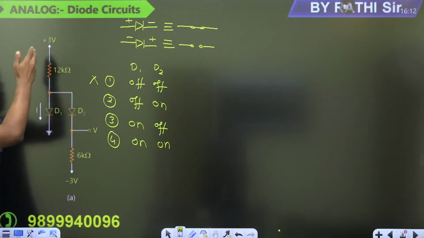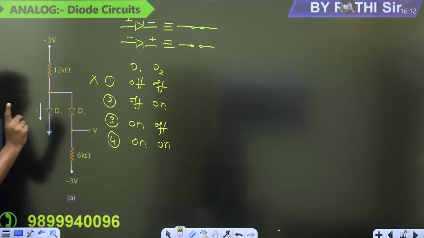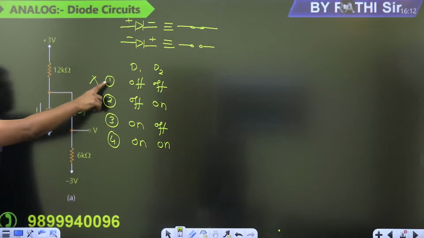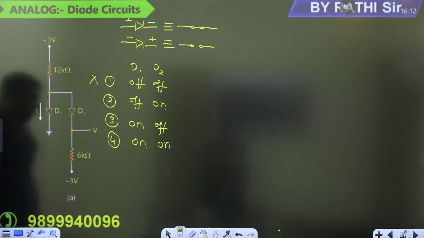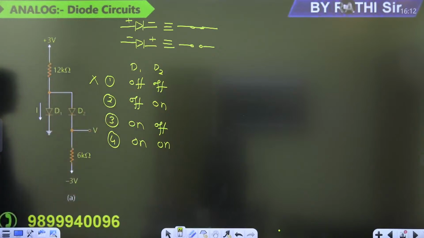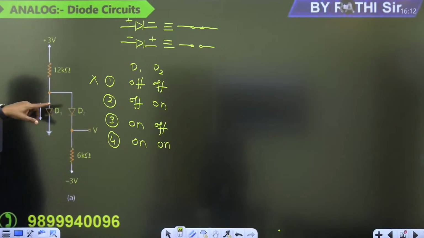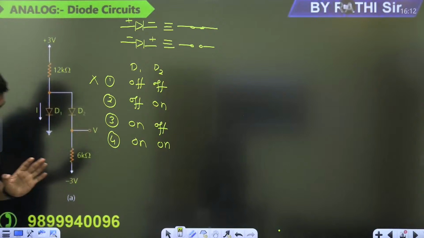Because of the positive voltage, D1 may be on or D2 may be on. Any one of the diodes may be on. So that's why this is not the condition. Now there are 3 conditions, the second, third and fourth, that you have to check. First of all, 3 volt. You can assume, let both the diodes be on, because the 3 volt is connected to the positive terminal.